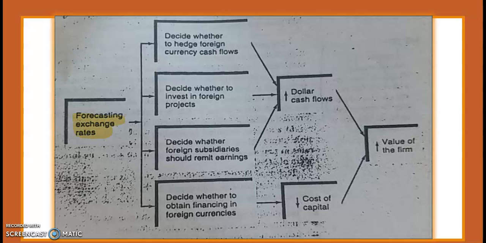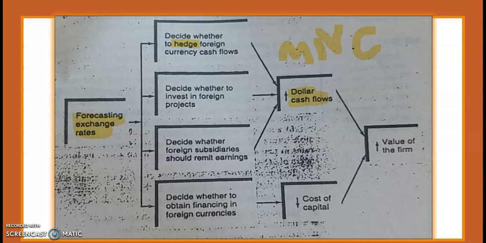So the first thing is that when you decide whether to hedge the foreign currency cash flows, if you can estimate in a proper manner, you will cut the cost of hedging, which is required to pay for the contracts that you will need to lock in the rate. So if you can forecast properly, this cost is cut, and this will increase the dollar cash flows of your firm, because the MNC we are taking in this example is a US based MNC. The second one is that when you decide whether to invest in a foreign project, the capital budgeting decision, when you do it properly, you increase your dollar cash flows.